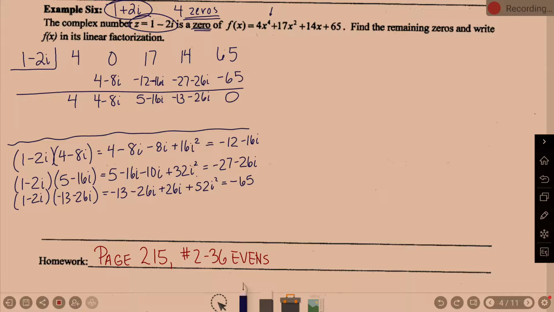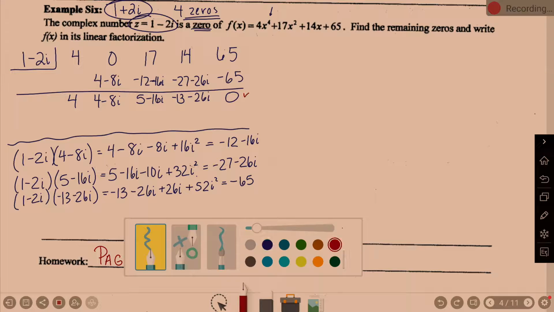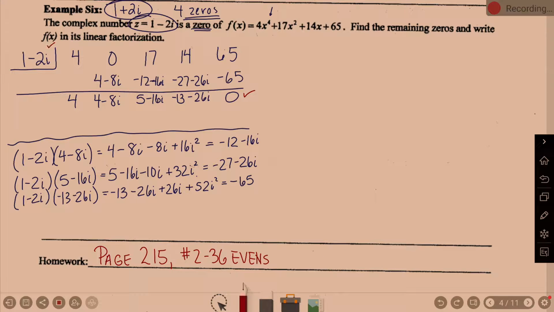Okay, then we follow that. It takes a little work. It's doable, though. It's just math. It's all stuff you know. You just have to be careful. Okay, so we have a remainder of 0 here, so as we knew it would, 1 minus 2i worked. Now what?